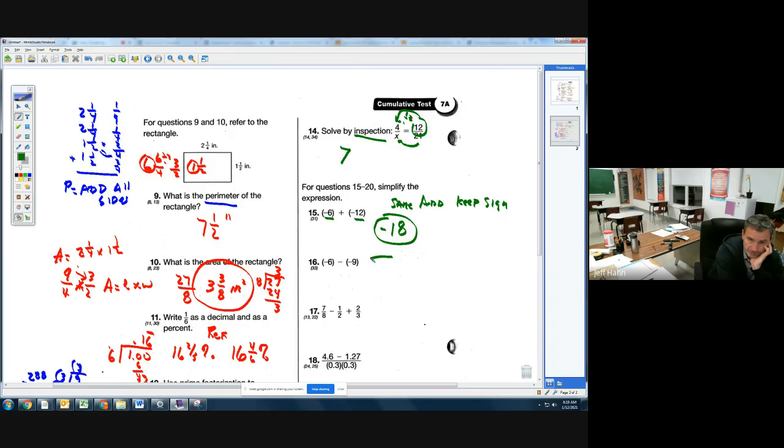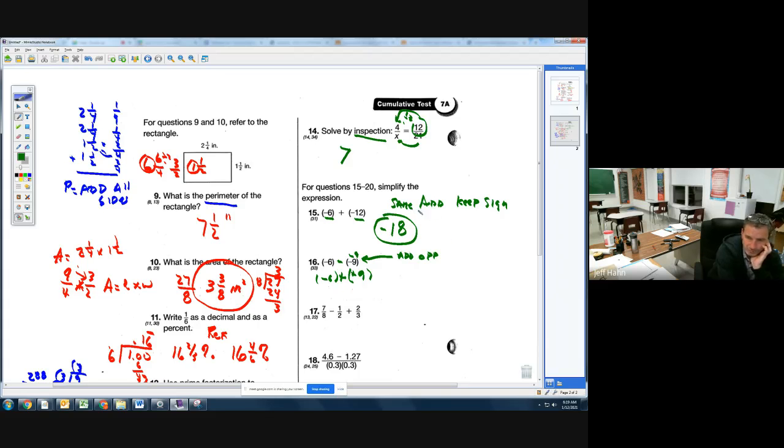What's the rule for subtracting integers? Subtracting integers is the same as adding, except before you add, you must do what? You have to take the second integer. Remember, you change the subtraction. Basically, you add the opposite is what the rule is. In other words, instead of subtracting a negative 9, I add the opposite of negative 9, which is positive 9. Instead of subtracting, you add the opposite.